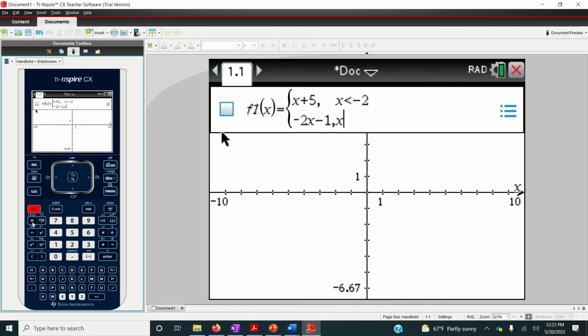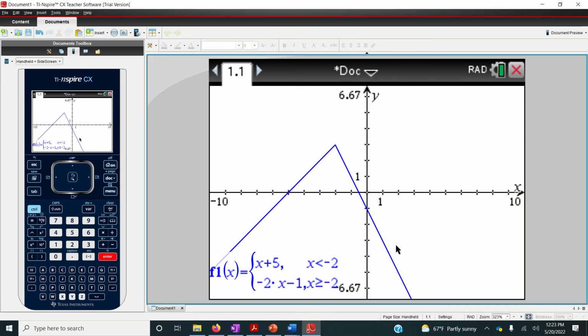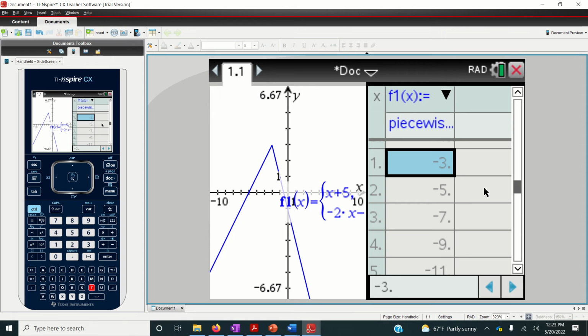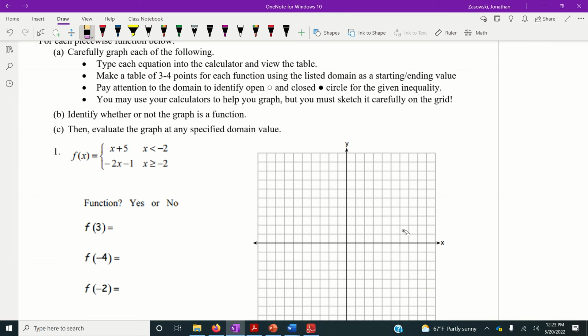So control equals to bring that back up. Greater than or equal to, and it's -2, sorry, I said 2. And then when you hit enter, notice that it's going to graph the function for you. And if you bring up the table, you'll be able to get the values of y based on our x values. So we can use this table to help answer these questions. We'll get there in a second.